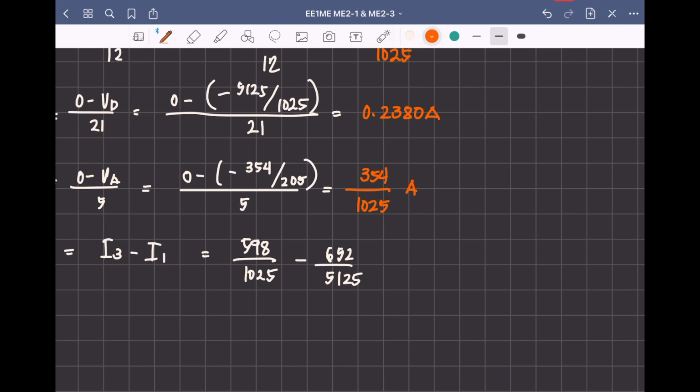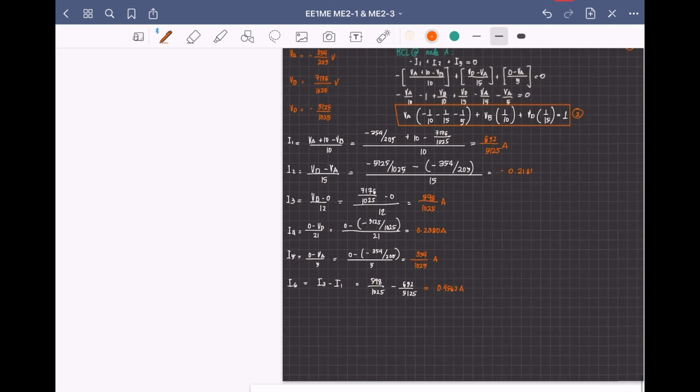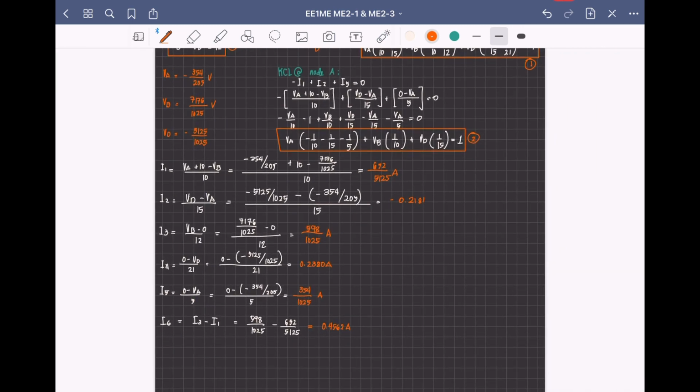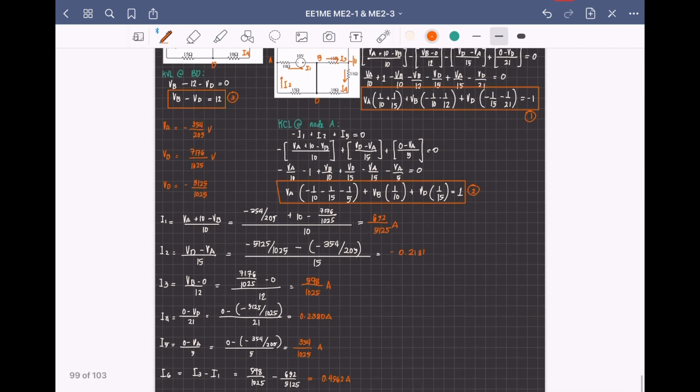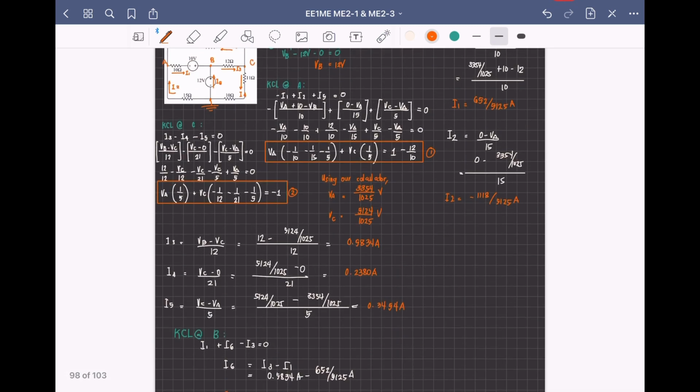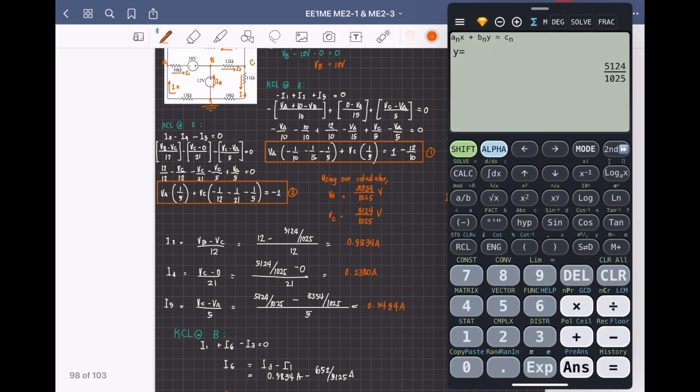And that gives you your sixth branch current, which is 0.4562 amperes. And that completes all our answers, na. If you compare sa taas, pare-pareho yung sagot natin, no? I1 is already correct. I2 is negative 1118. Let's check that.